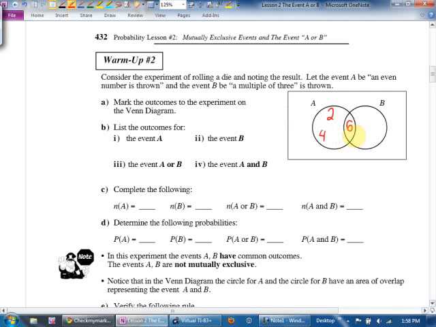What else is a multiple of 3? That's going to go right there because it's not even, but it is a multiple of 3. What number am I missing? Huh? What numbers am I missing? They go outside. There's my whole set. So it says, list the outcomes for the event A, 2, 4, or 6. List the outcomes for the event B. Mr. Dueck, look at the right diagram, 3 and 6.